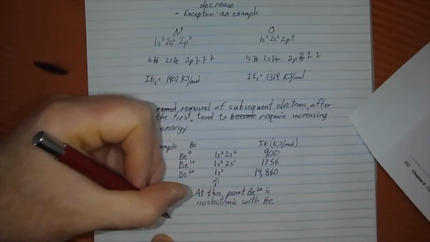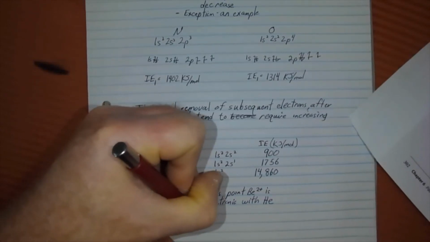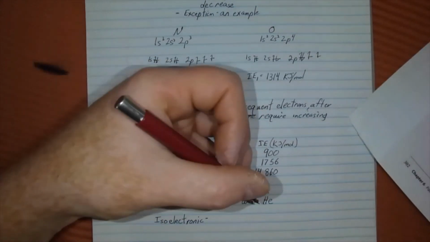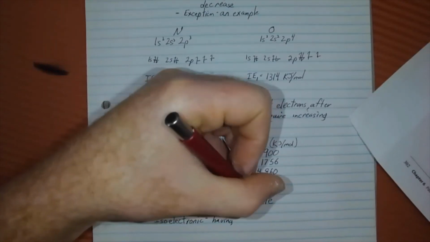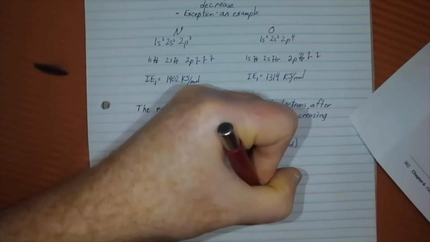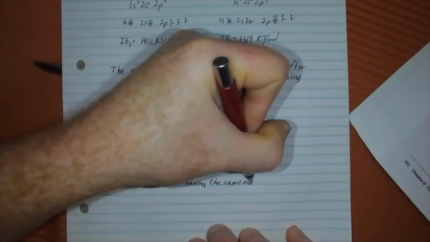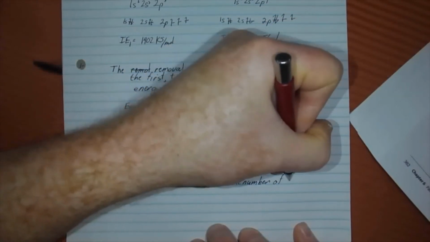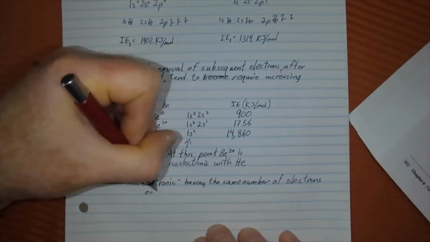Okay, I'm going to take a break for a second. I'm going to come back with the definition of isoelectronic. Isoelectronic is having the same number of electrons, or the same electronic structure.